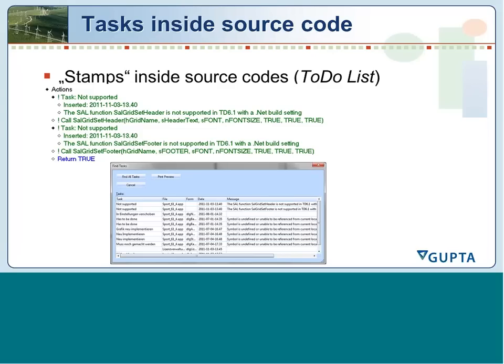So if you use in the menu Find Tasks, then you will get a list of all tasks which are inserted inside your source code. If you do a double click on the row of this output, then you will be placed directly into the needed source code, and you can start working on this.